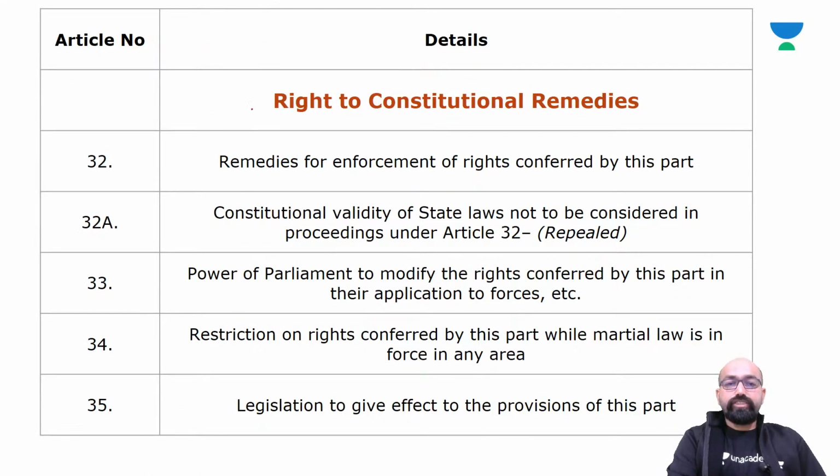Under the heading right to constitutional remedies, we have studied Article 32, which describes remedies for enforcement of rights conferred by this part. Article 32A, constitutional validity of state laws not to be considered in proceedings under Article 32, which was repealed. Article 33 describes the power of Parliament to modify the rights conferred by this part in their application to forces, and Article 34 is related with the restrictions on rights conferred by this part while martial law is in force in any area. Next article, last one is Article 35, legislation to give effect to the provisions of this part. So, yes friends, we have studied all fundamental rights in these lectures.